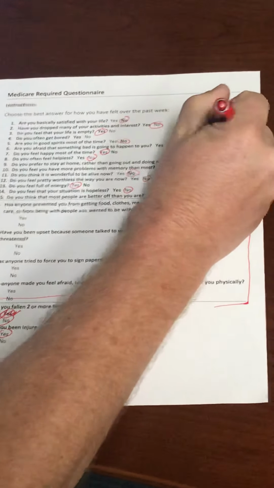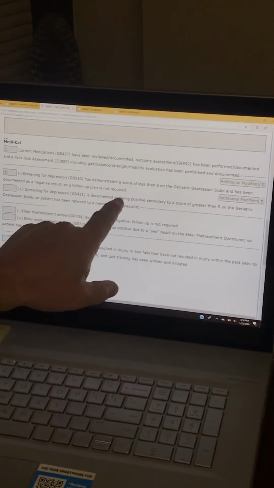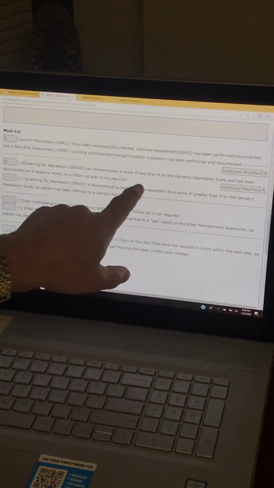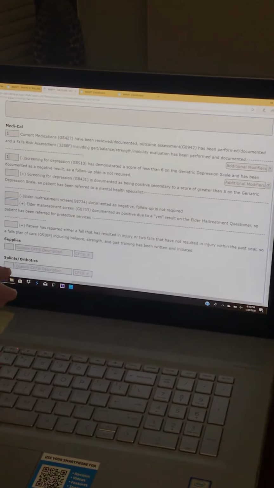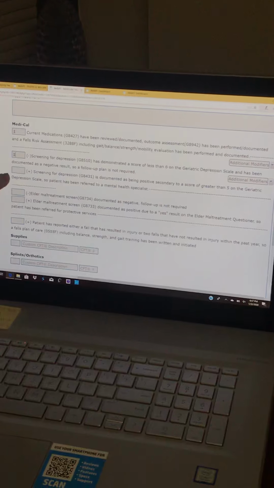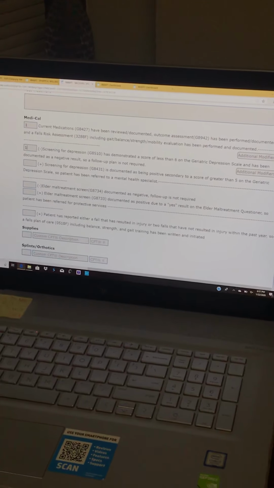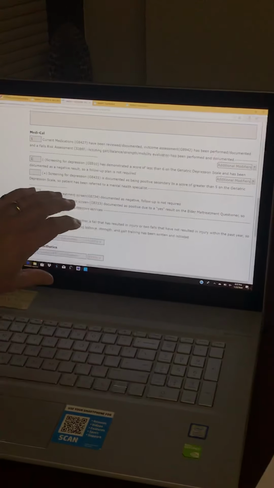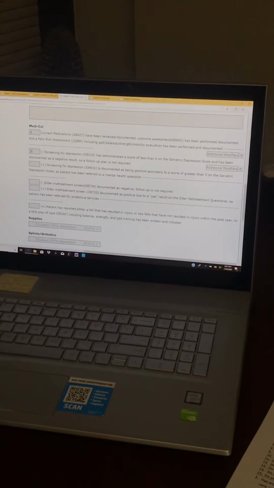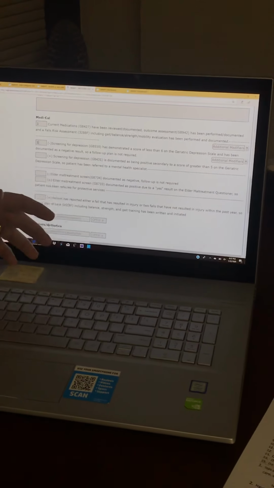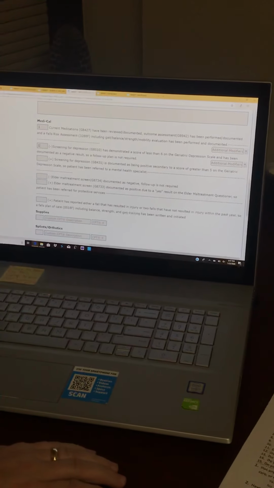So since it's 4 total, you would check down here a negative screen, because anytime they have a score of less than 6 on this depression scale, it's a negative result. If they have a score greater than 5, which would be 6 or greater, then you would go ahead and just put a 1 in that box. And this also serves as your documentation attesting that you have either referred them to a mental health specialist or at least recommended that they consider seeing a mental health specialist.